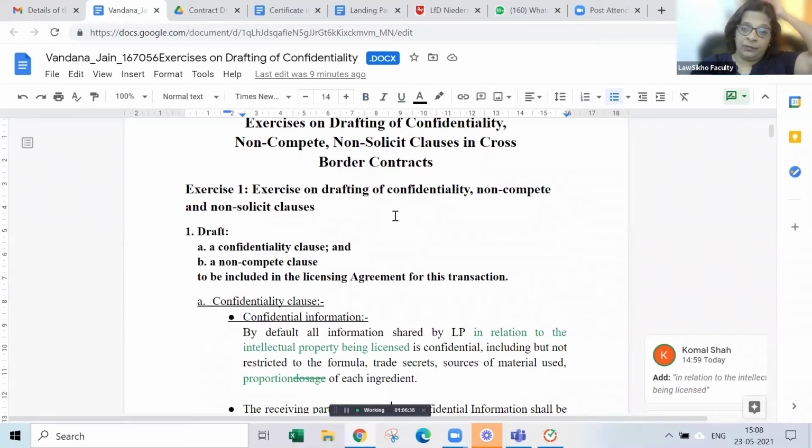So the way it is being put is that by default, all information shared by LP in relation to intellectual property being licensed is confidential, including but not restricted to the formula, trade secrets, sources of material used, proportion of each ingredient. Dosage will be when it is administered to a person. Okay, so dosage is not going to be confidential in any event. When you put it on the wrapper of that medicine, it's not going to be confidential. But the proportion of the chemicals or the formulations used in making that medicine, definitely that is confidential.